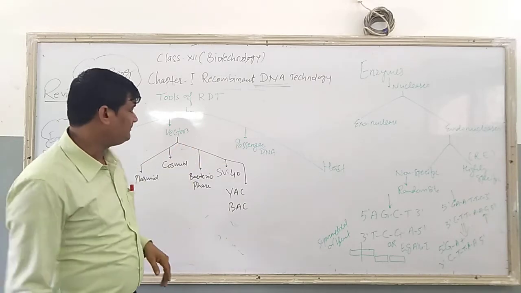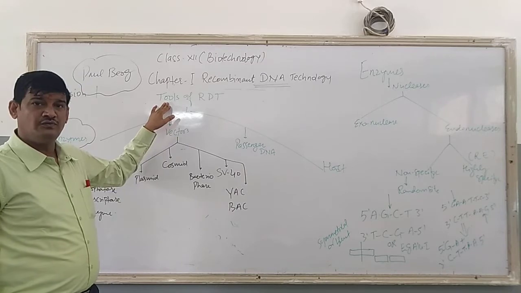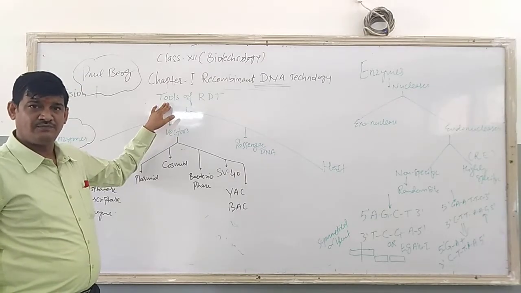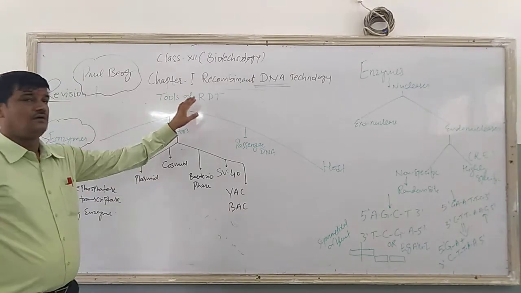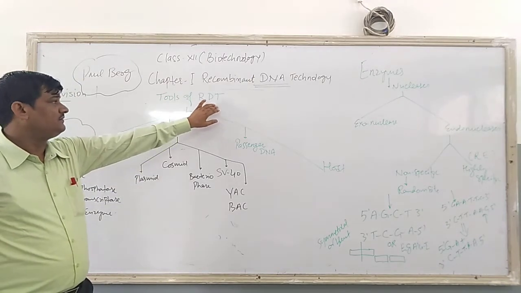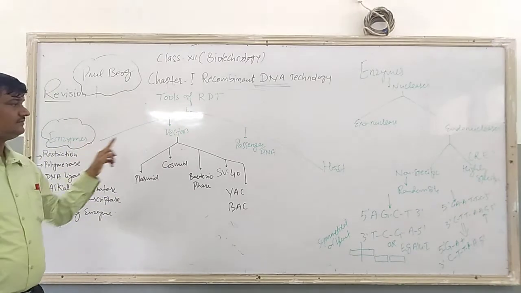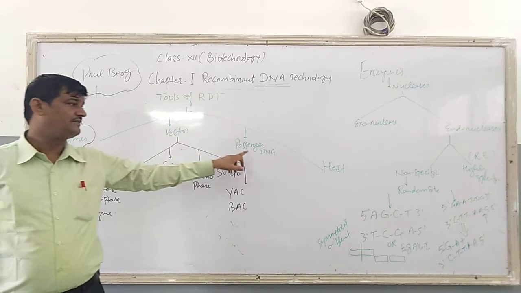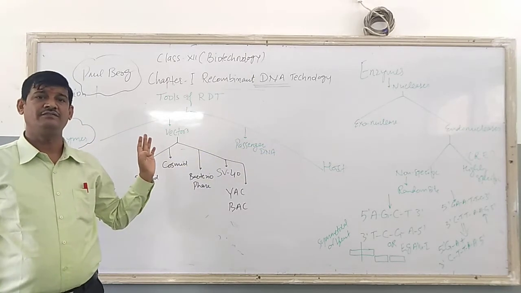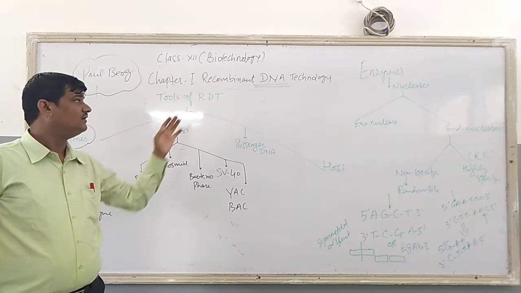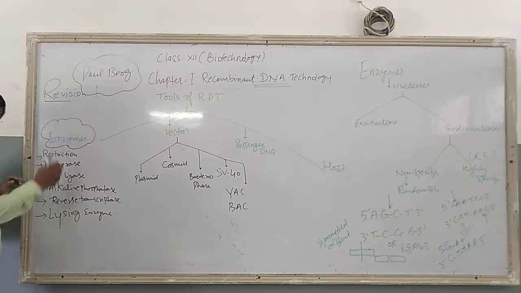In this video, we will discuss the various tools of recombinant DNA technology. The tools generally used in RDT are enzymes, vectors, messenger DNA, and the host. So these are the four materials used in RDT. Now come to the first one, that is the enzymes.